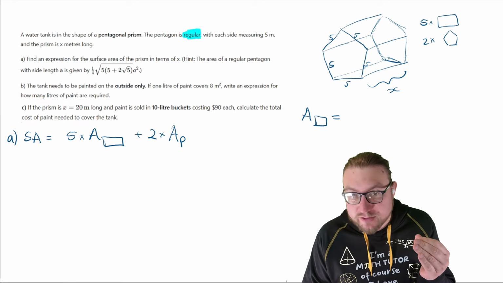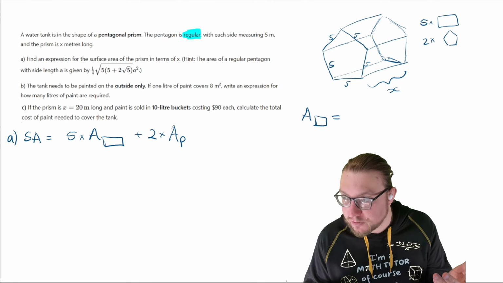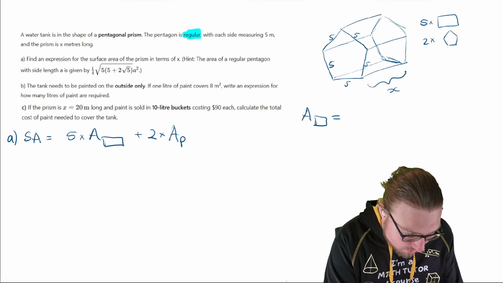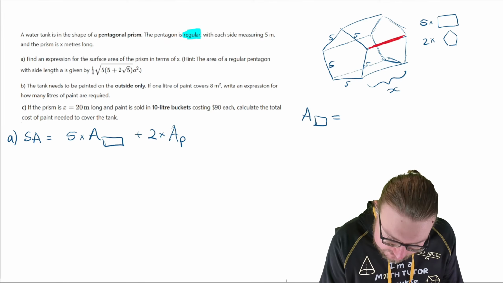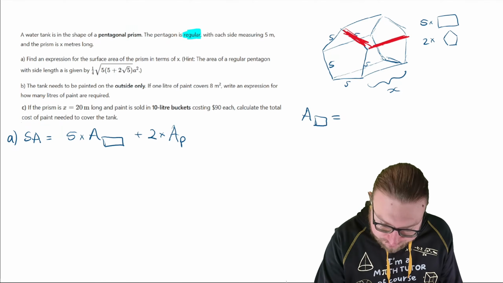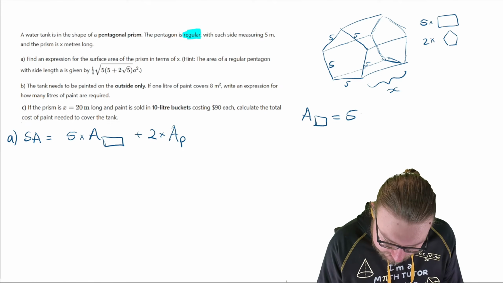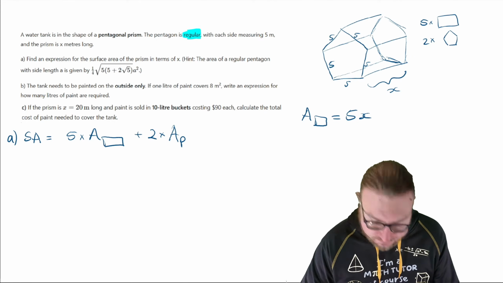Well, area of a rectangle, you guys should know, is base times height or width times length, whatever you guys prefer. So where is that? Well, we have this side here, which we know is x, and this side here is 5. So we can just multiply them together. 5 times x is 5x.